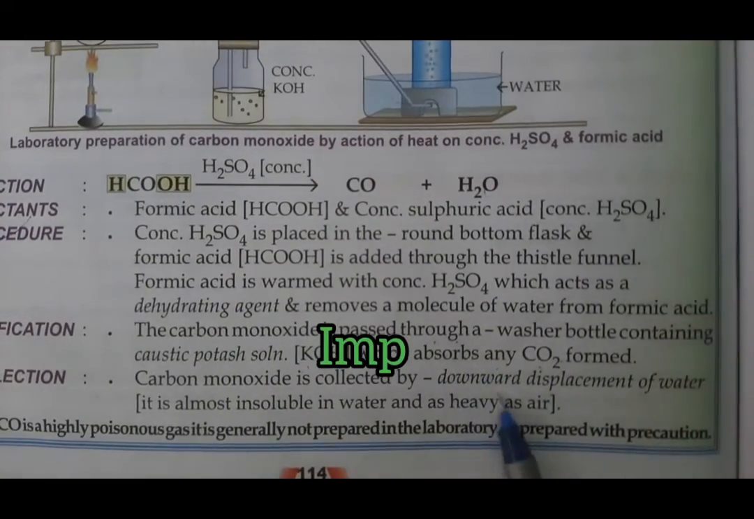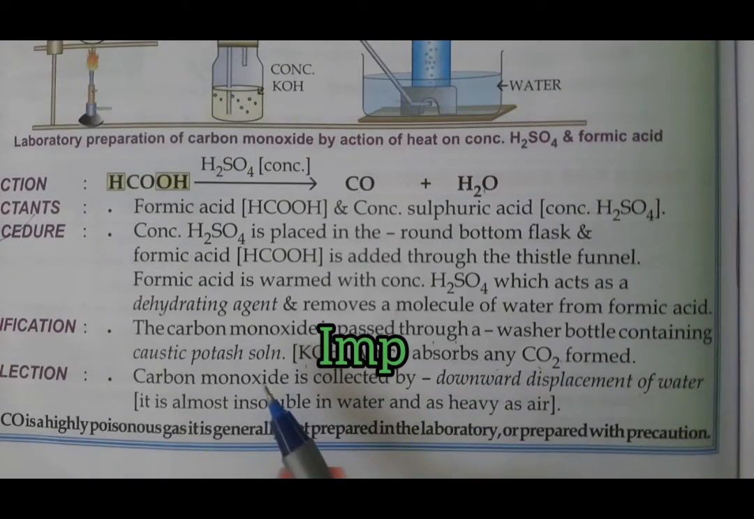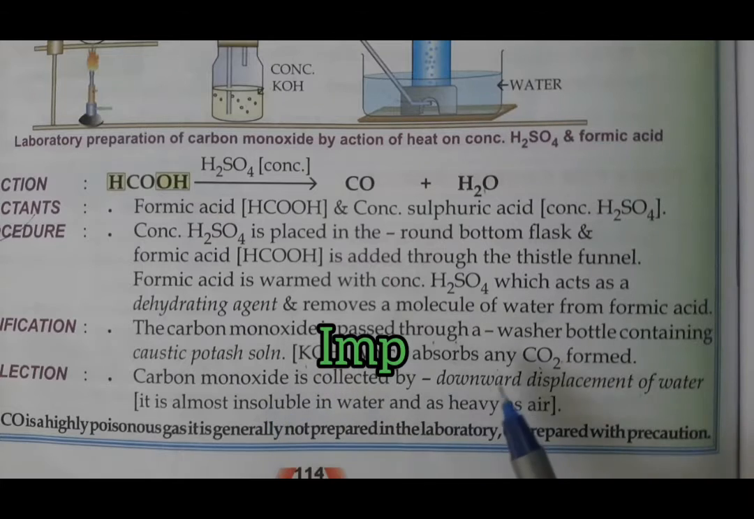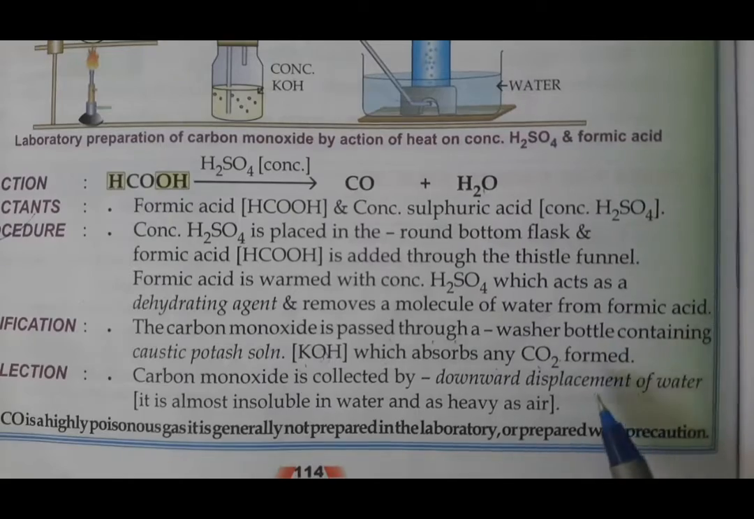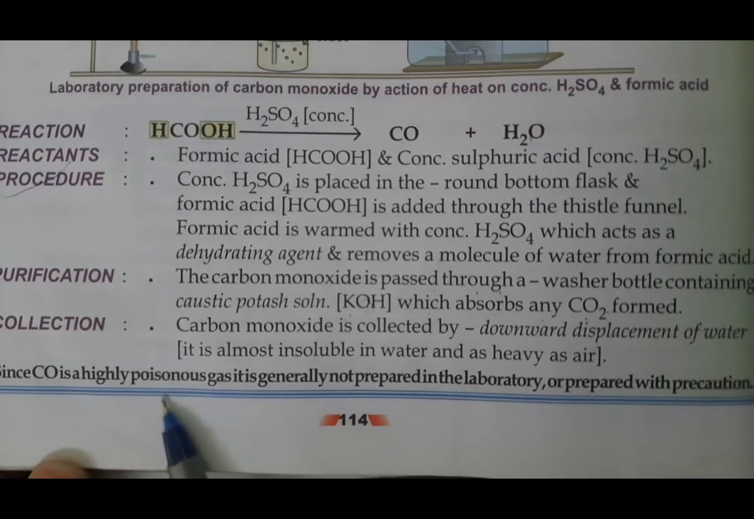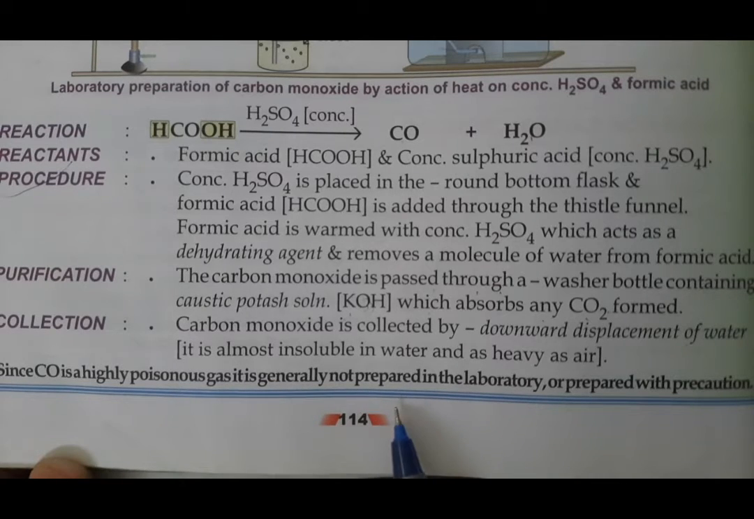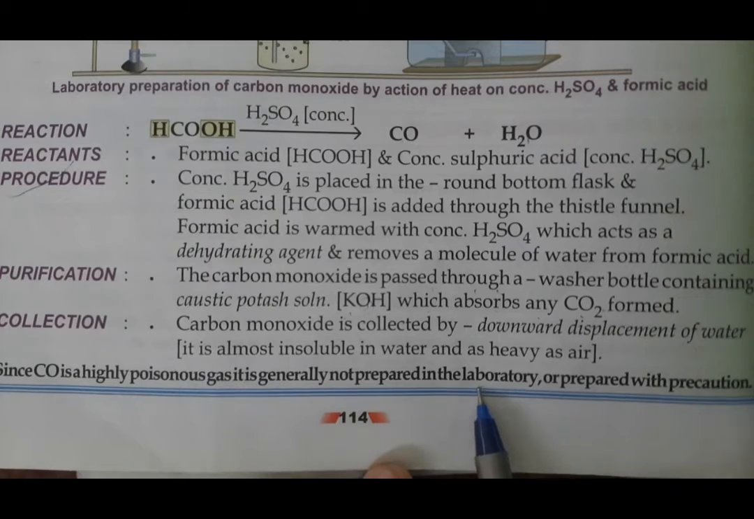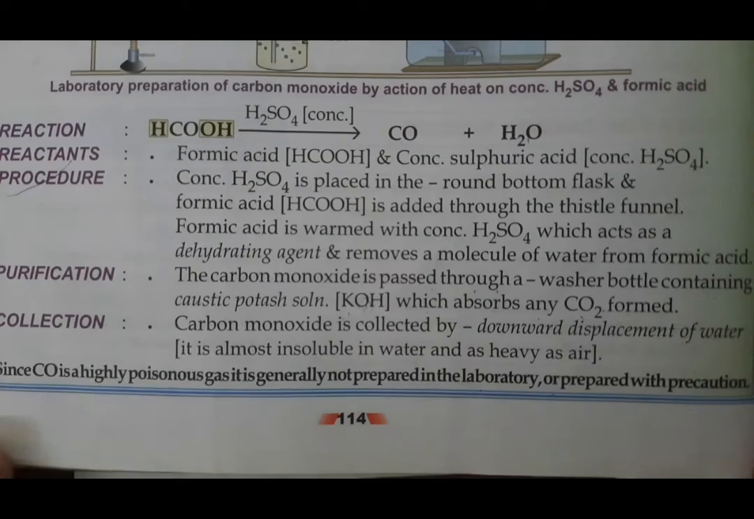Since water goes down, it is collected by downward displacement of water, which is written out here. Why? Because carbon monoxide is lighter than water. Water is heavier, so it will go down. That's why it is collected by downward displacement of water. Do remember this, it's important. Now you all know that carbon monoxide is a highly poisonous gas, right? So we try to avoid its preparation in the laboratory, but if you have to prepare it, full precautions have to be taken.